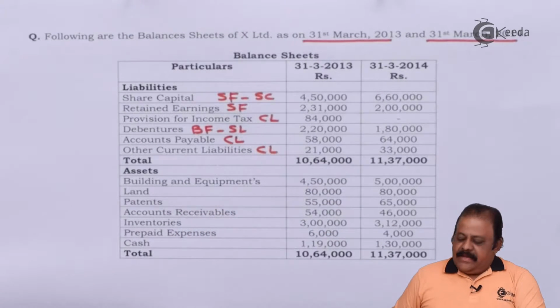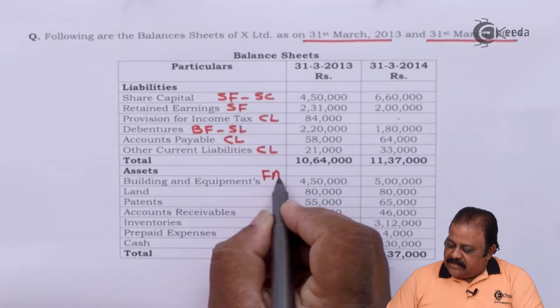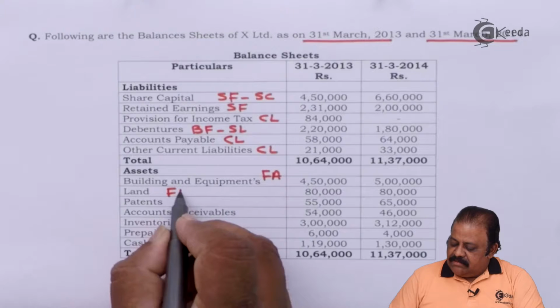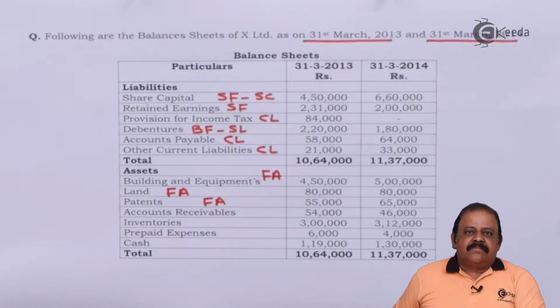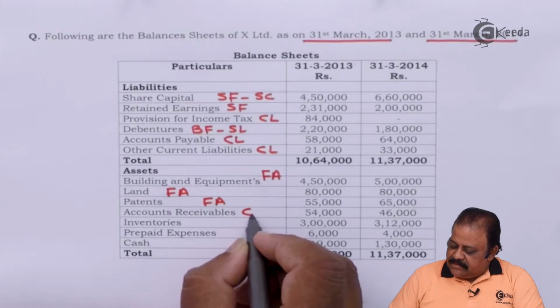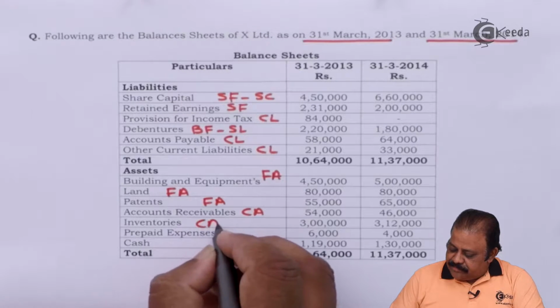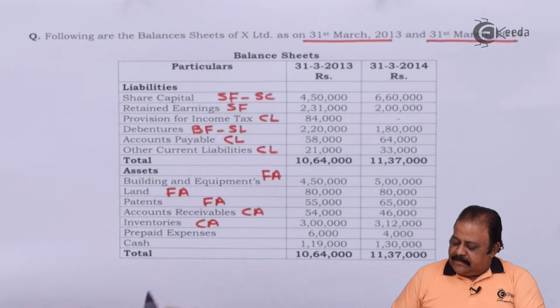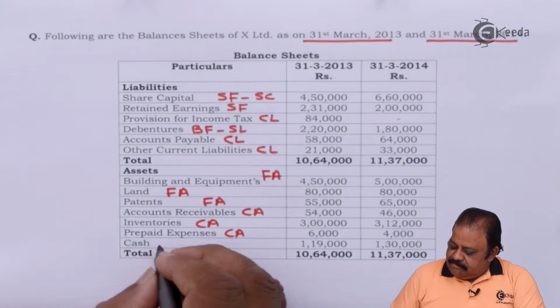Assets: building and equipments will be part of fixed assets. Land, fixed asset. Patents, fixed asset. Account receivables, this is bills receivables and debtors, current assets. Inventories, current asset. Prepaid expenses, current asset. Cash, current asset.